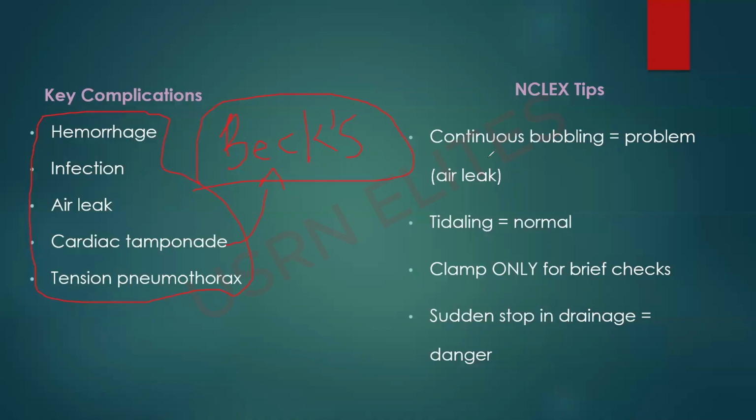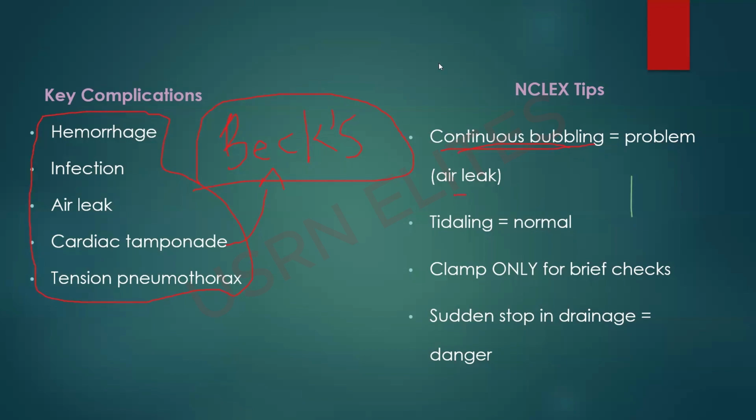Now, some English tips. Continuous bubbling. Remember the last time I told you, when you see chest tube questions and there is no suction attached to it, any continuous bubbling is abnormal. I'm repeating that, so listen to me very well. If you see any chest tube question and there is no suction, like they don't mention that it's connected to a suction wall, any continuous bubbling is a problem.